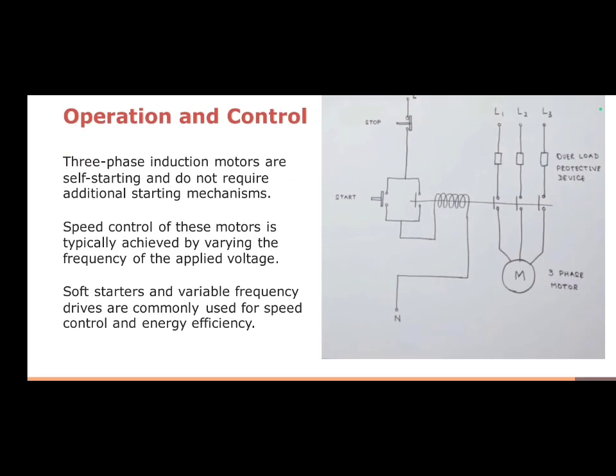Operation and control. Three-phase induction motors are self-starting and do not require an additional starting mechanism. Speed control of these motors is typically achieved by varying the frequency of the applied voltage. Soft starters and variable frequency drives are commonly used for speed control and energy efficiency.